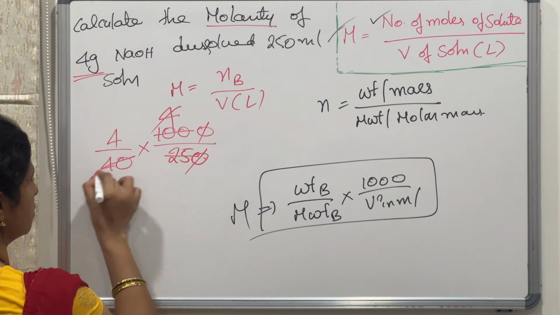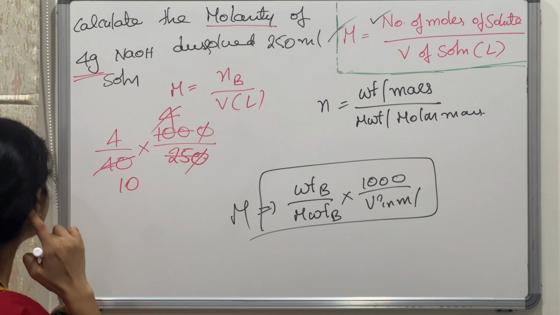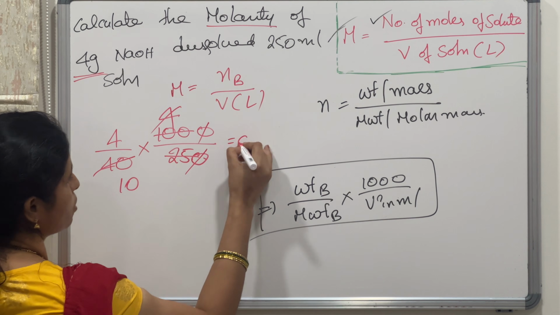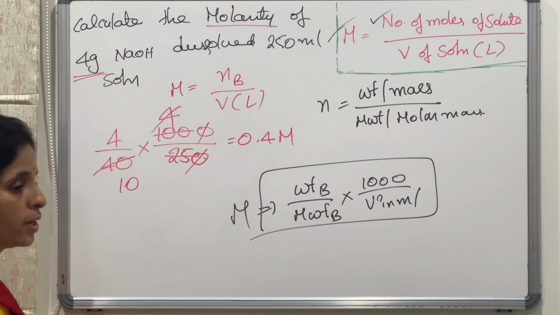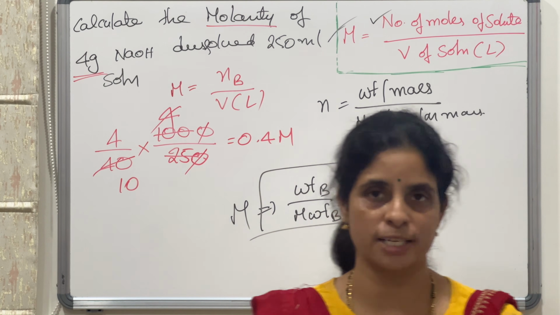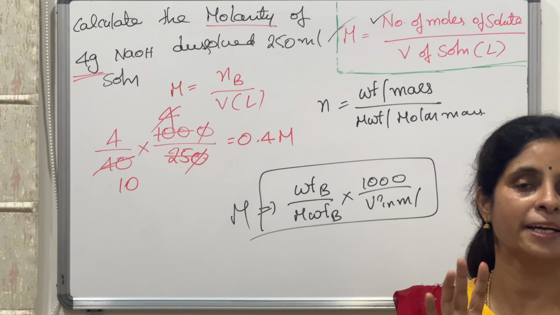4 times tens, and it is 4 by 10. It will be 0.4 molar. What is the concentration of NaOH solution? It is 0.4 molar. Now the question is, here examiners will trick you.